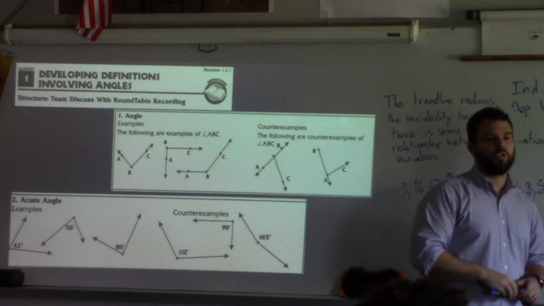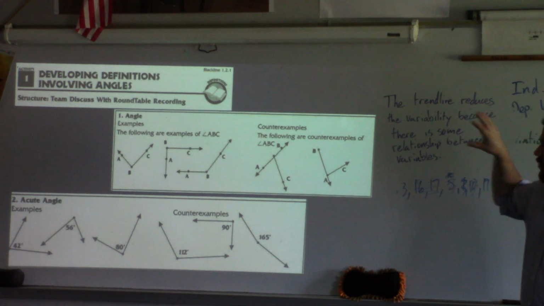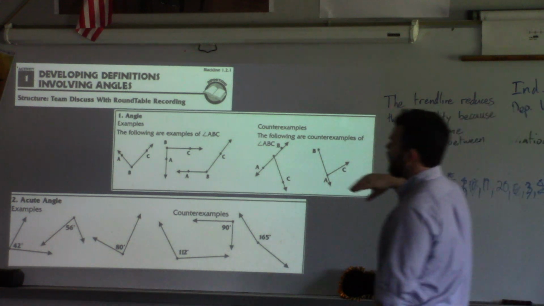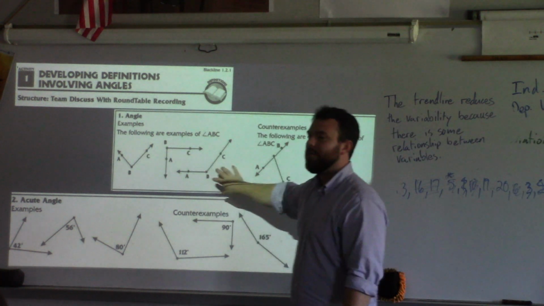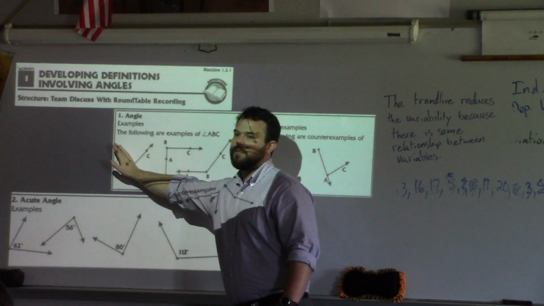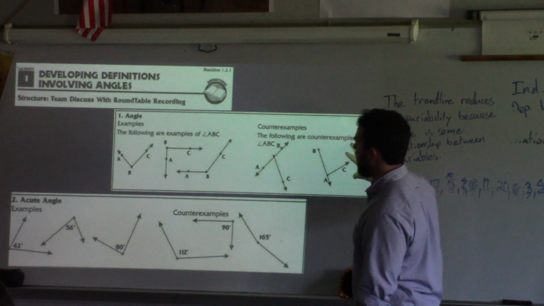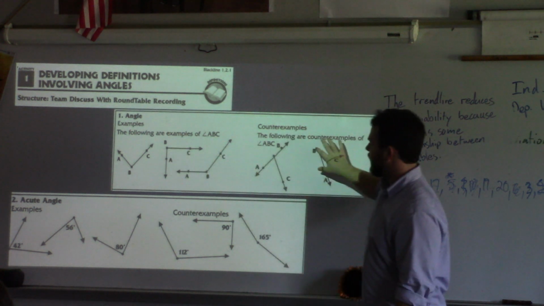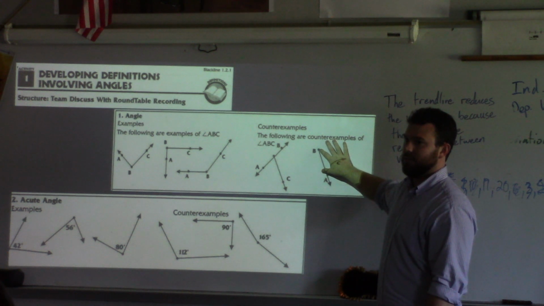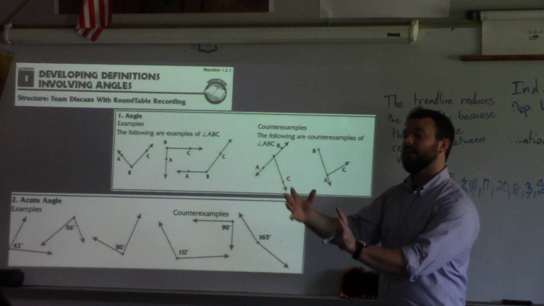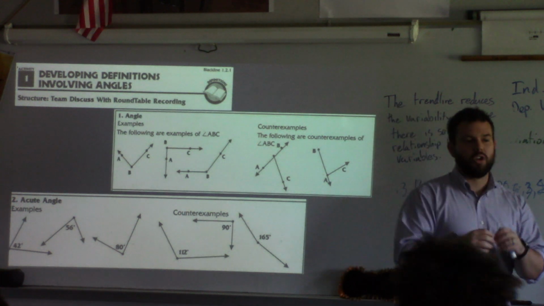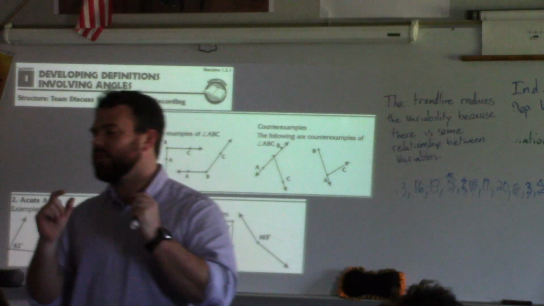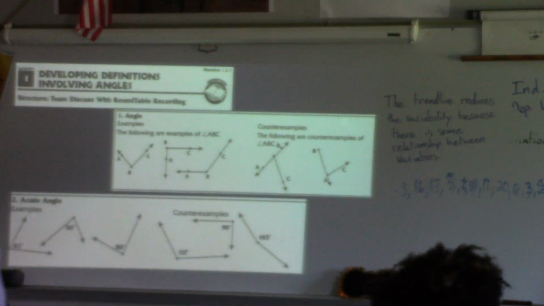When you split up into your groups later, you're going to have just one of these to look at. Each group's going to have one. So look at this, take 1 minute, talk about it within your groups. Why are these examples and why are these not? Figure out why these are examples and why these are not examples. Talk within your group for about 90 seconds. Make sure that everyone in your group can explain why the 3 on the left are angles and why the 2 on the right are not.